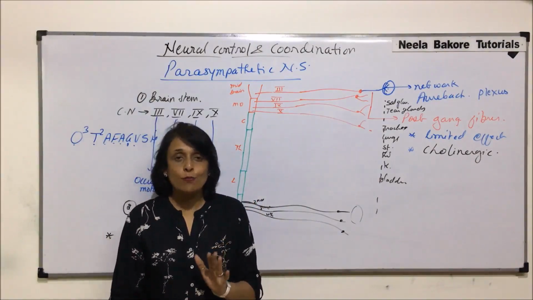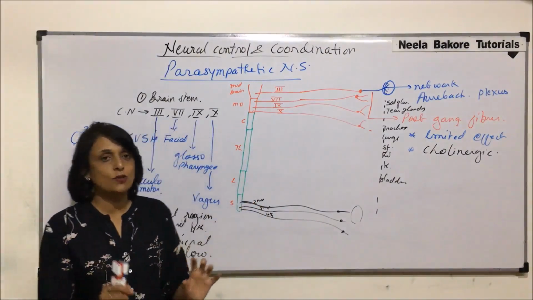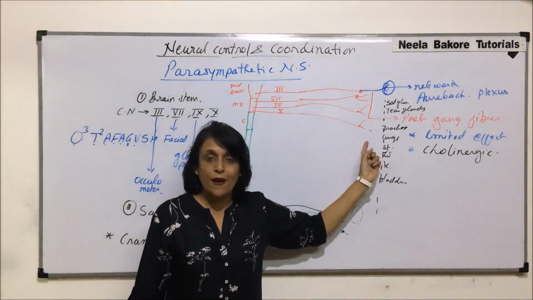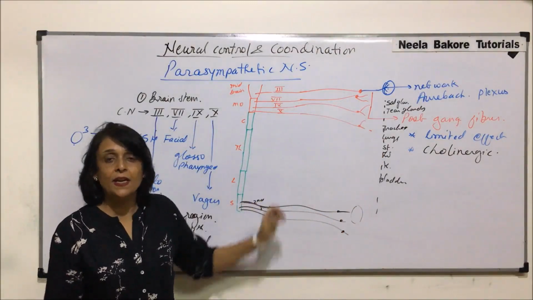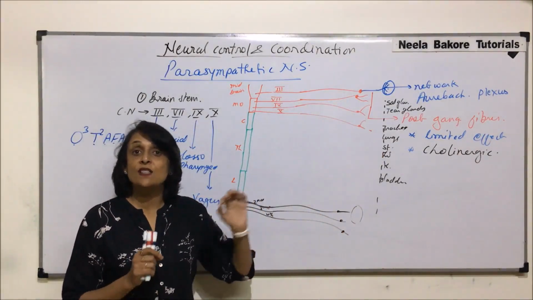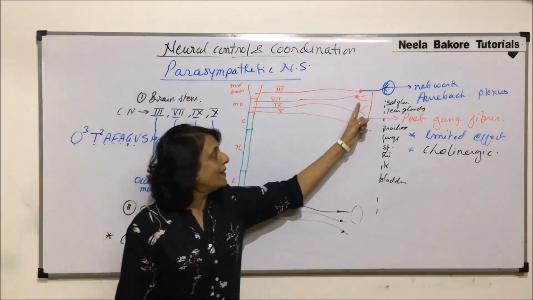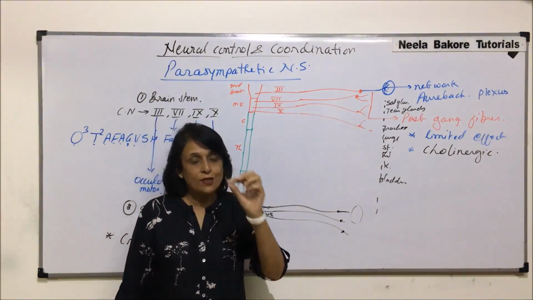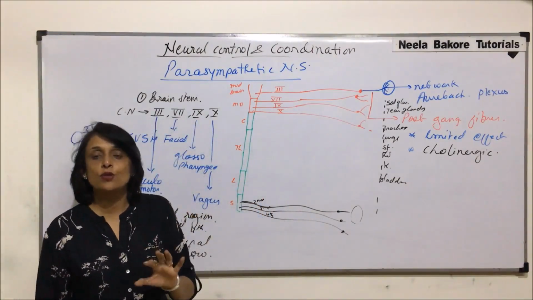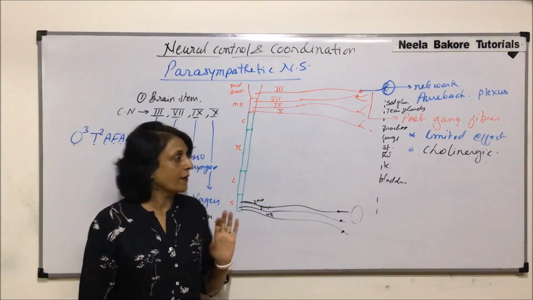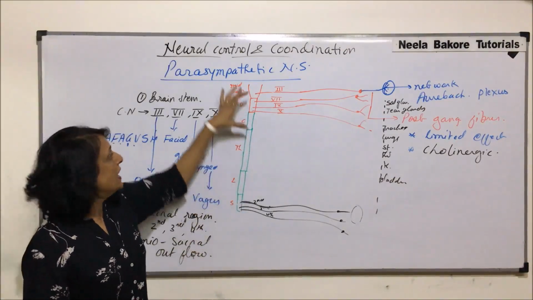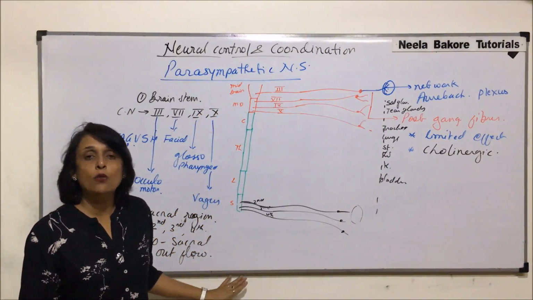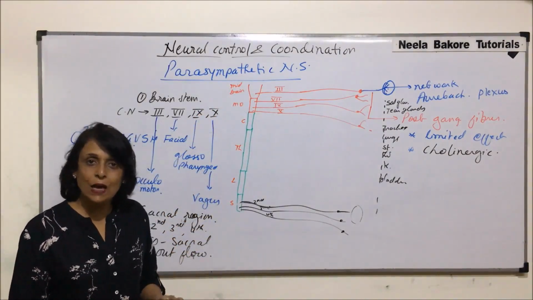So what do we know about parasympathetic? The basic structure: there is a preganglionic fiber, there is a ganglion and a postganglionic fiber. In case of parasympathetic, preganglionic nerve fiber is very long. The ganglion are very close to the organ. Postganglionic fiber, as soon as it emerges, it penetrates or goes into the muscles of the organ. The origin is from the cranial region and the sacral region. So we call the outflow as craniosacral outflow.